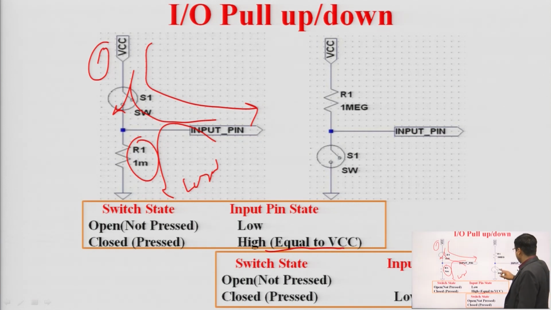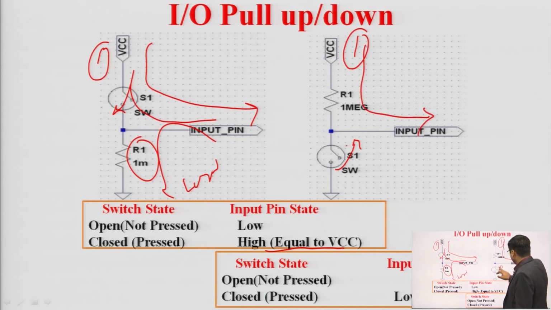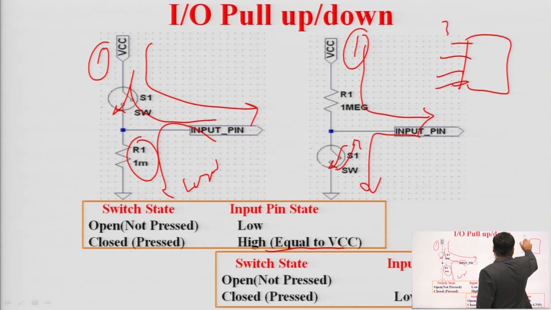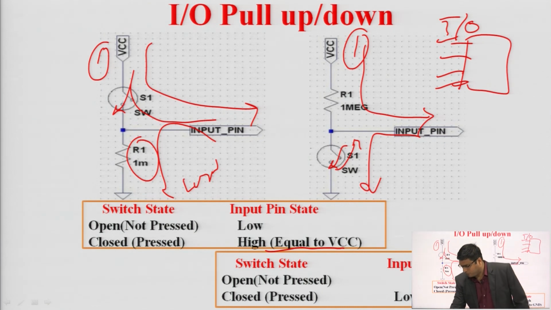Similarly, in this case if the switch is open, what will happen? If this switch is open, not pressed, it is connected to VCC, a value of 1 is available to the input pin, and if this switch is closed, it is connected to low, equal to ground. So basically we can say that pull up down registers are used to change the particular status of the input pin, that is, the input pin available in the MSP 430, to other values. Okay. So this is the concept of pull up down.